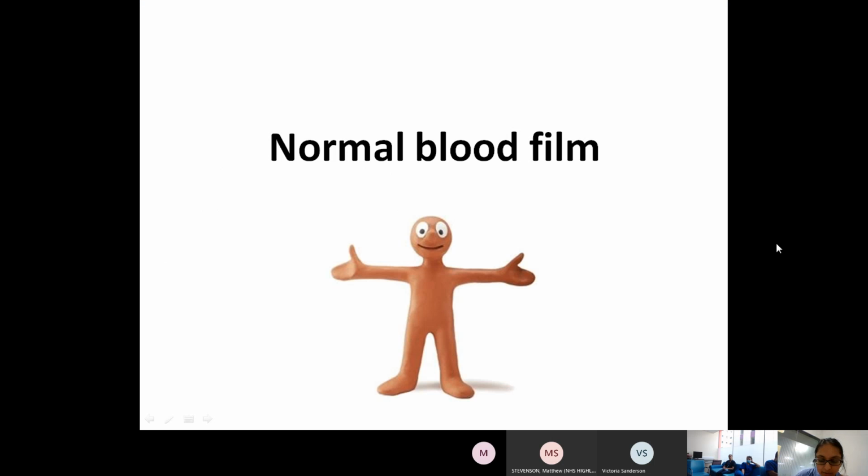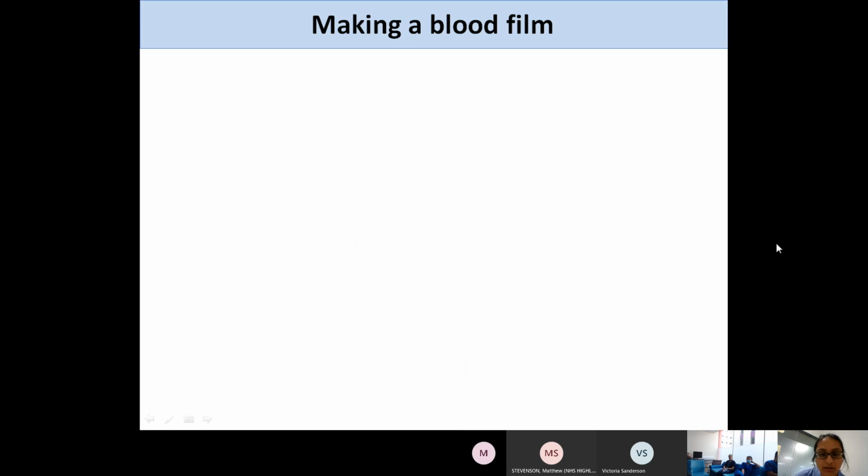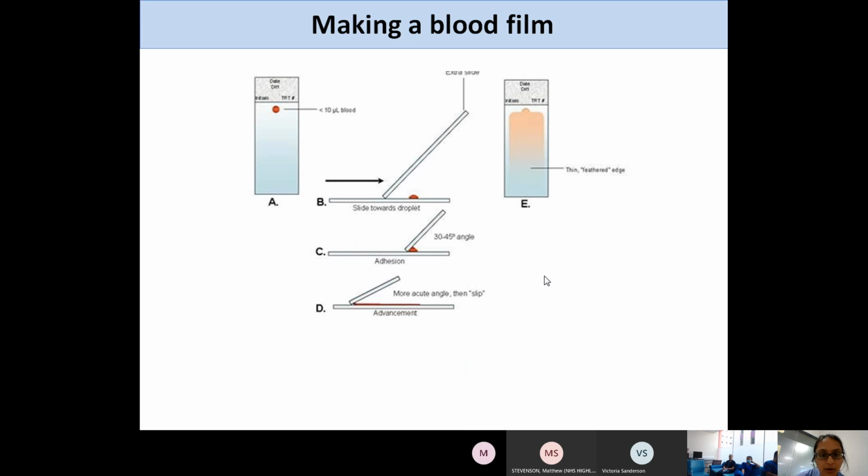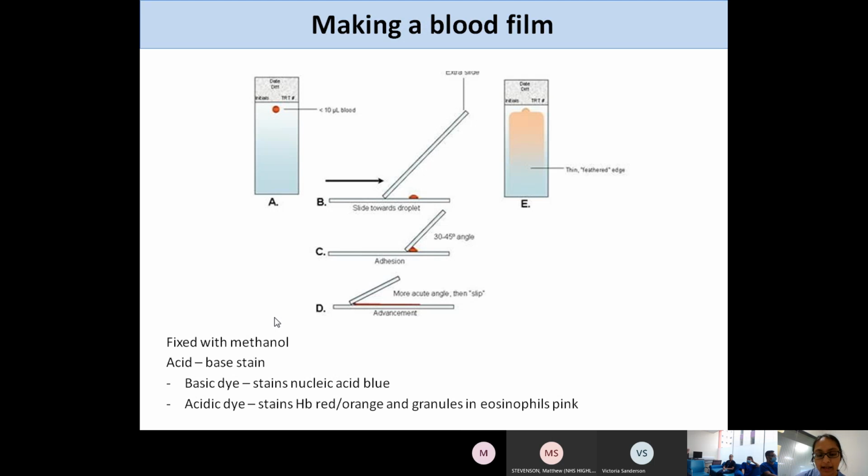So the first thing is we'll go over a normal blood film. The way that we make a blood film is we pop a little spot of blood from the full blood count sample onto a slide, and then we use another slide to smear the film across the slide. It's then fixed with methanol, and then it's stained with an acid-based stain.